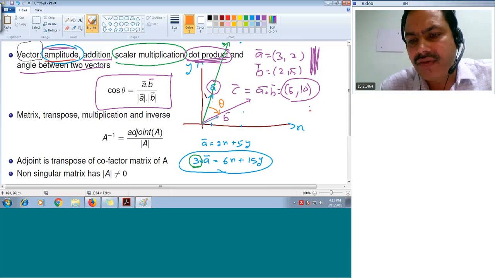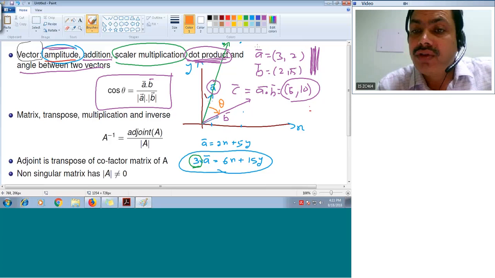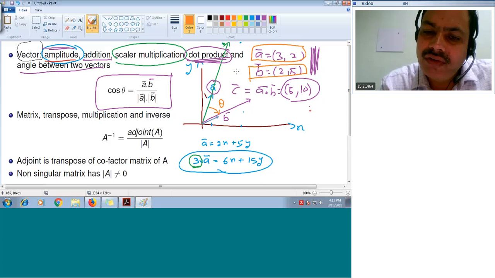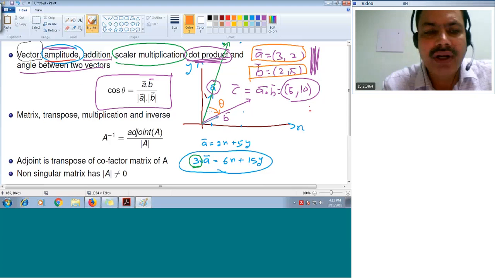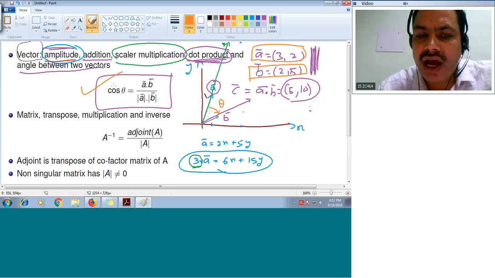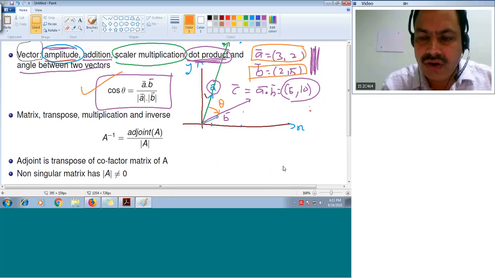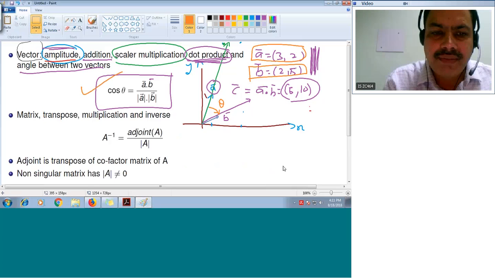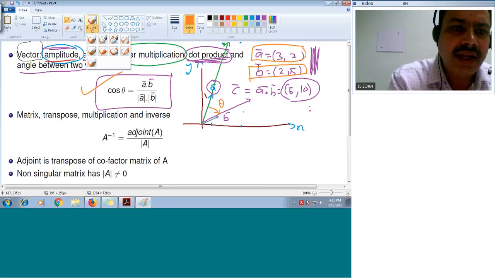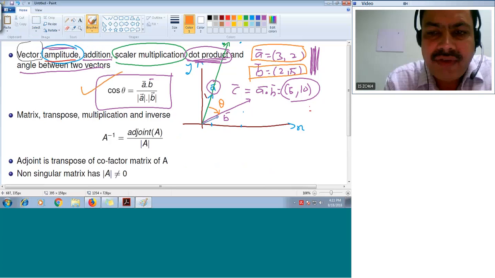If I want to find the angle between two vectors, let's assume two vectors are given: 3 2 and 2 5. I want to find out the angle between them. The formula is this: I can find the cos theta between them using this formula. So let me apply this formula on my current example. Can I find the angle between 3 2 and 2 5?